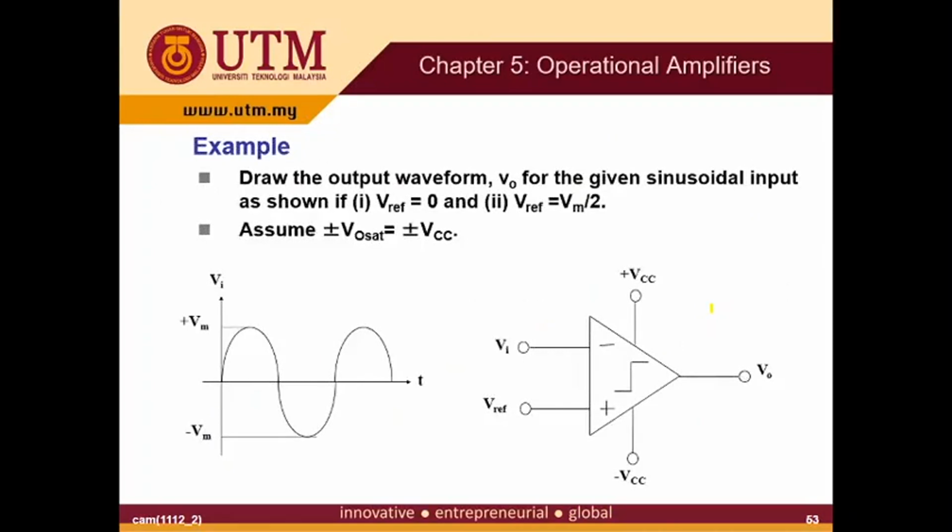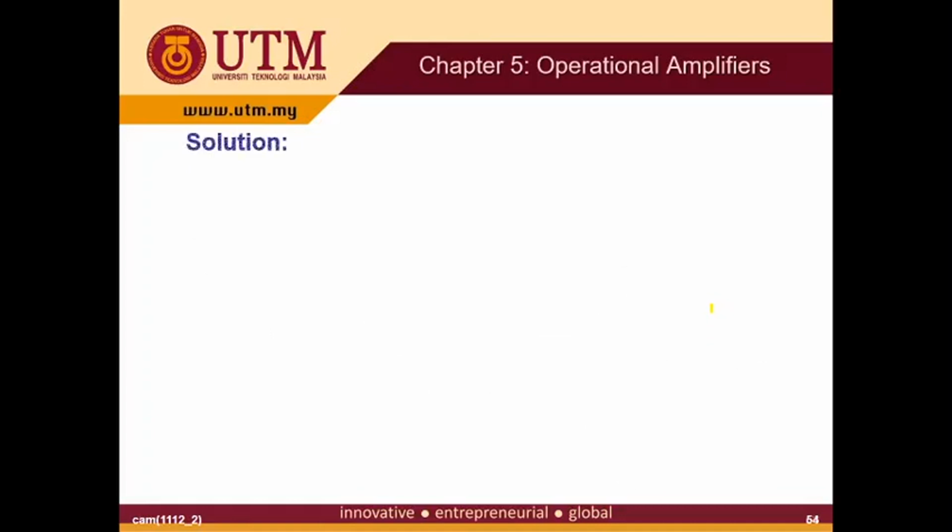So this is the last example for the comparator. So we draw the output. The question is: draw the output waveform V out for the given sinusoidal input if V reference is 0, and another case is when the V reference is half of the V peak. Assume that the maximum voltage is plus minus VCC. Okay, so we need to solve the two conditions.